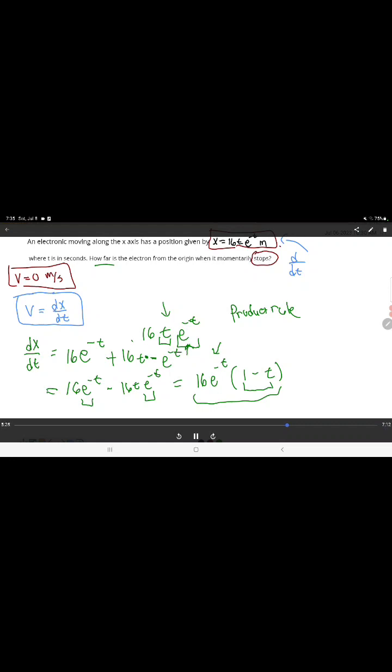But if I multiply by 0, everything goes to 0. And the last part is 1 minus t. So if I set 1 minus t equal to 0, then the velocity here will be equal to 0. And that just means that t is equal to 1, because obviously 1 minus 1 is 0. So we get t is equal to 1 second. But that's not the end of the story, because we need to see the position when t is equal to 1, which is when the particle momentarily stops.